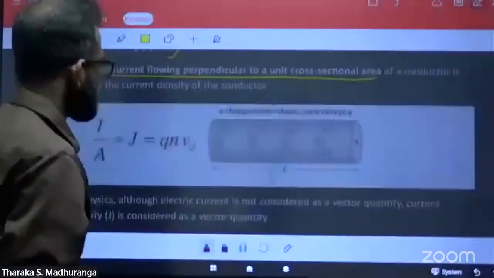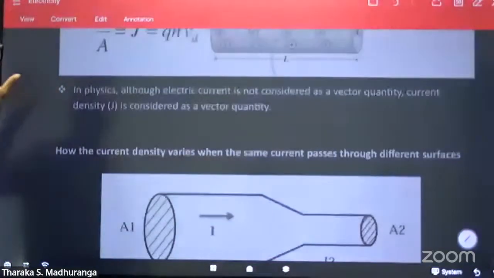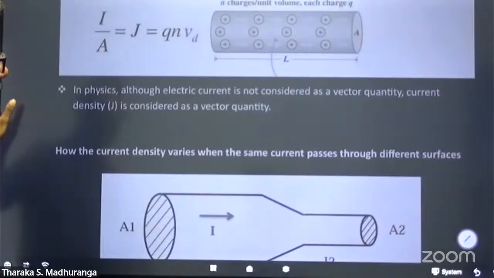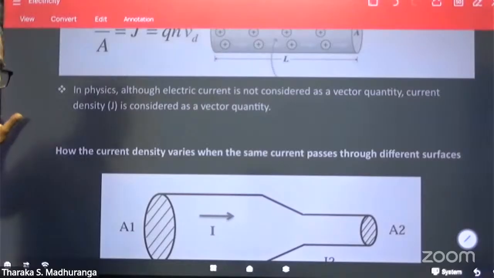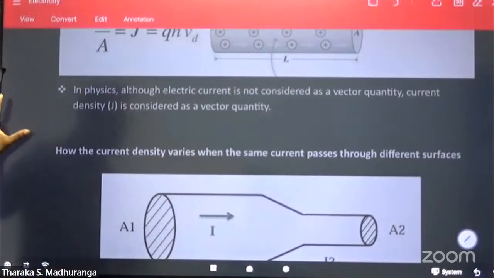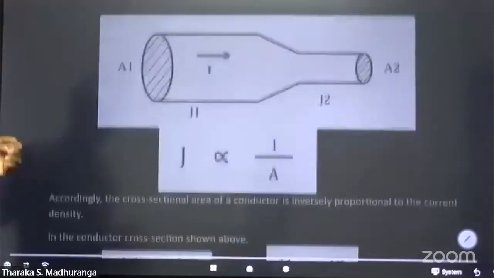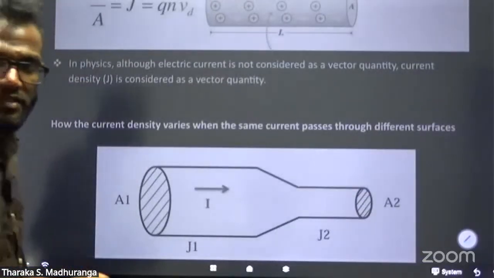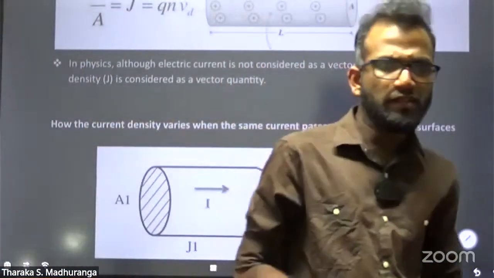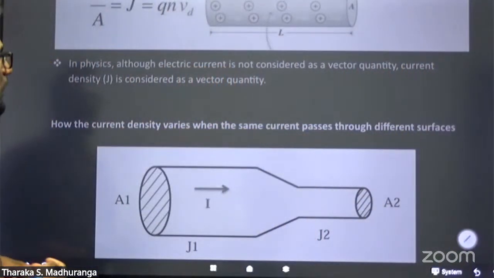Okay, I have given the full note here. In physics, electric current is not considered a vector. Current density is a vector. Current density has a direction. Current also has a specific direction, but we do not consider it a vector. That's a special case. But current density is a vector.